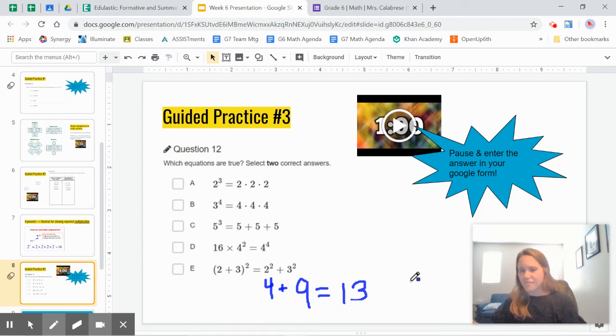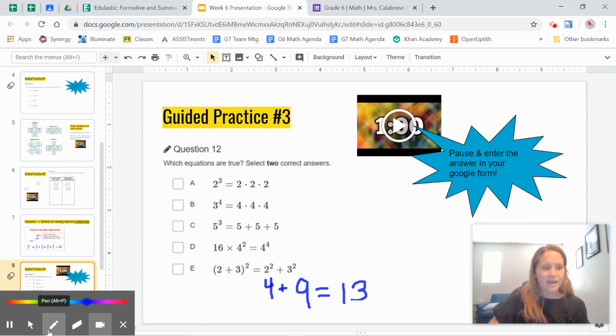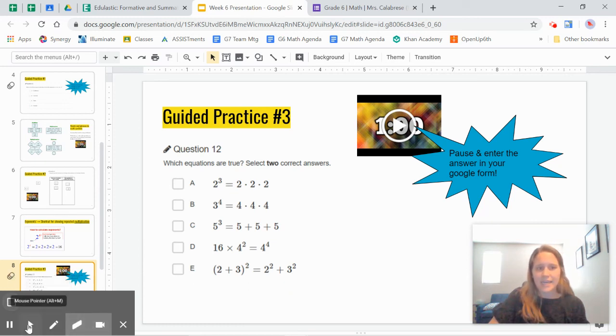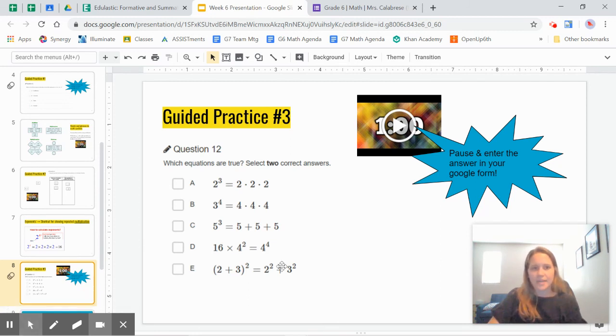On my paper, I have 5 squared is 25. E is not equivalent, okay? I also know there's 2 answer choices, so I can't have a third one there. So I'm going to go ahead and select A and D.